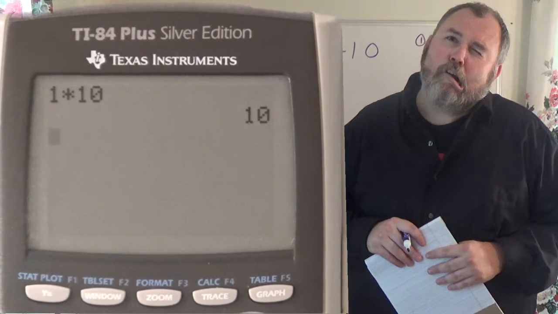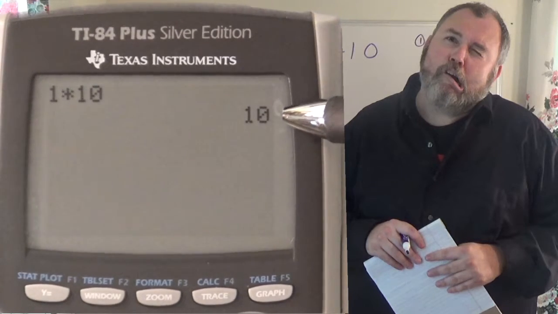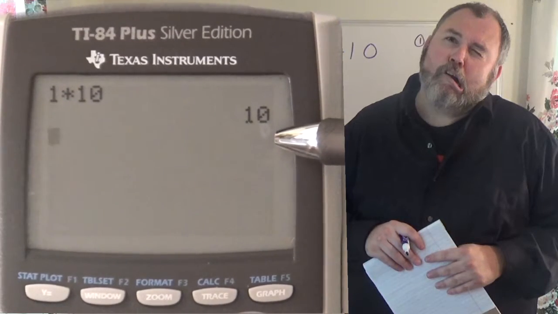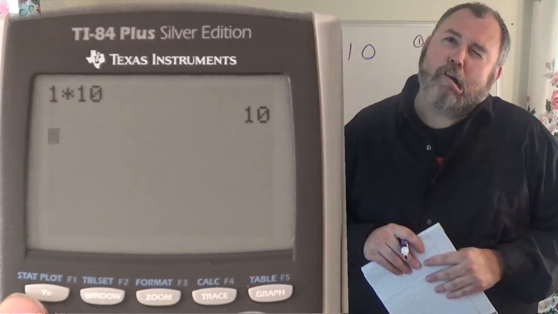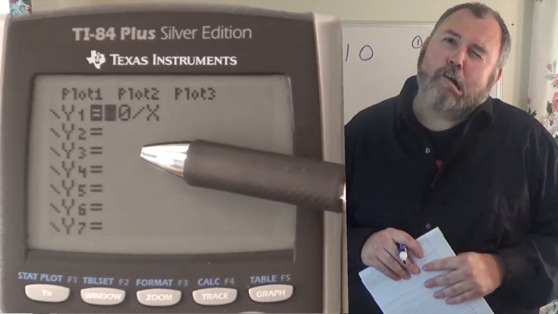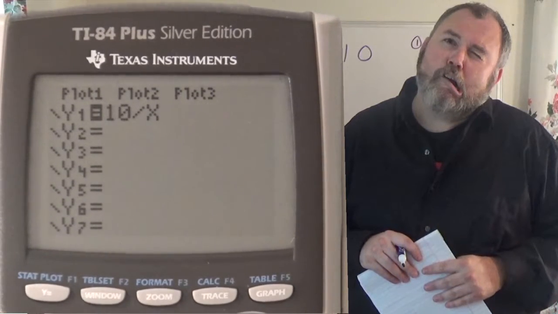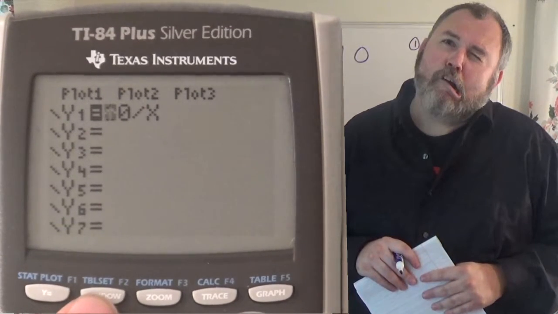Alright, so we already found what we're trying to factor by doing our first step. We took the first coefficient, multiplied it by the last, and we got the number 10. So what we're going to try to do is find all the factors of 10. The best way of doing this is going into your y equals button right here and typing in 10 divided by x.